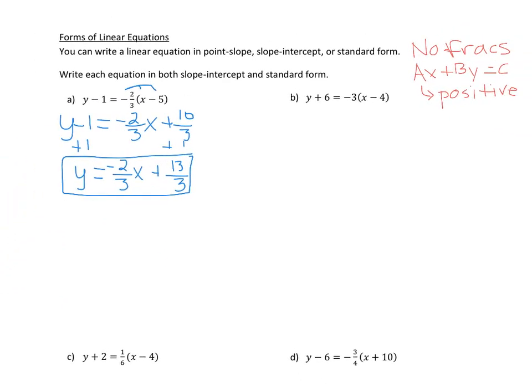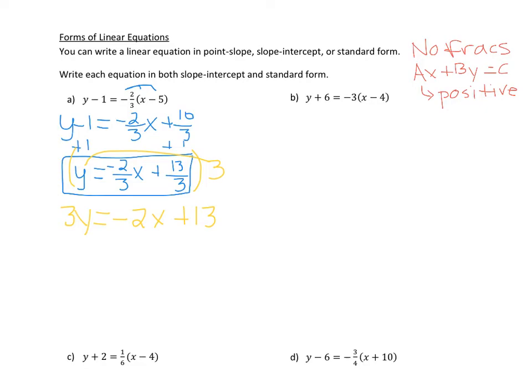keeping those in mind. Well, I can't have fractions, so the first thing I'm going to do is get rid of the fractions. If you notice, my fractions both have a denominator of 3. So to get rid of that denominator of 3, I'm actually going to just multiply everything by 3. So I'm going to multiply this whole equation by 3. So really you're distributing that 3. 3 times y is 3y equals -2/3 x times 3 becomes -2x. And 13/3 times 3 becomes 13. So we got rid of our fractions.